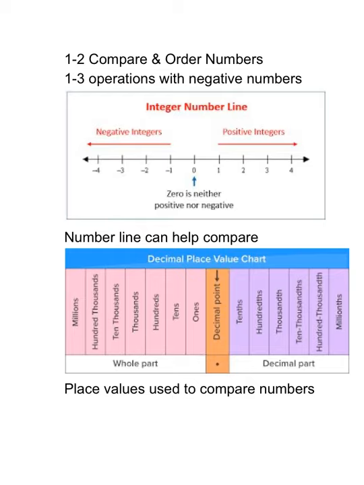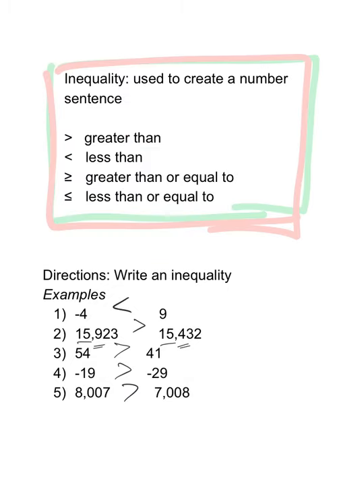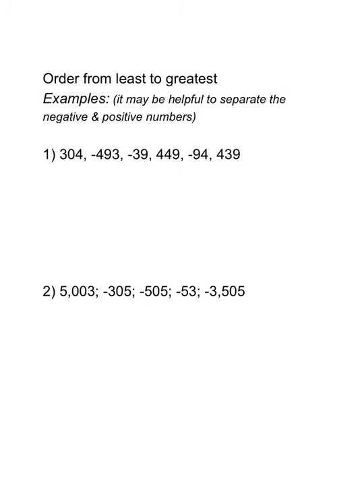Comparing numbers. You can use a number line or you can use the place values. Does everybody remember this place value chart? So you may want to do something like this. So these are all my negative numbers. And then my positive numbers.